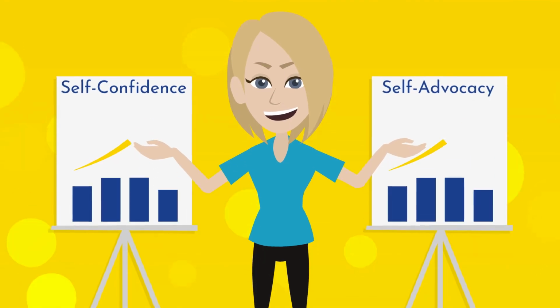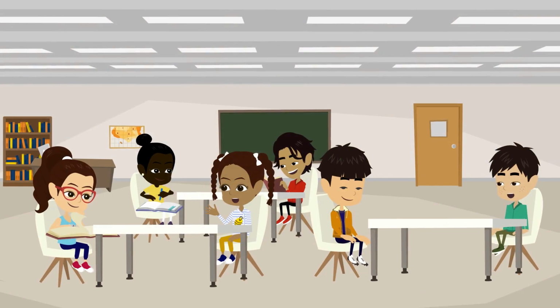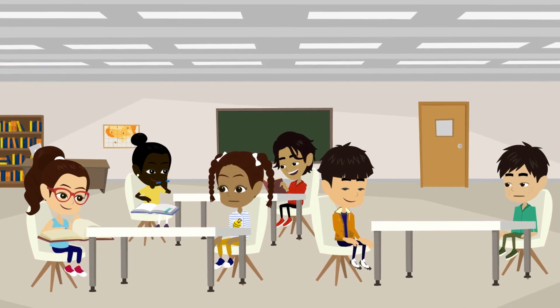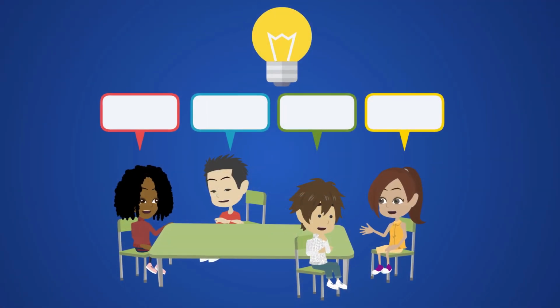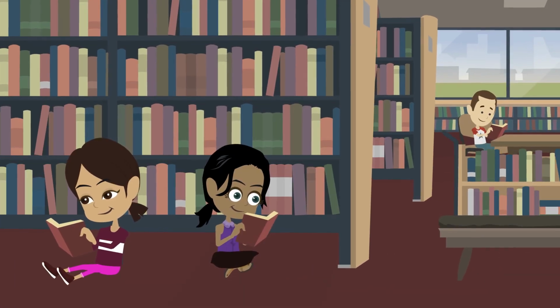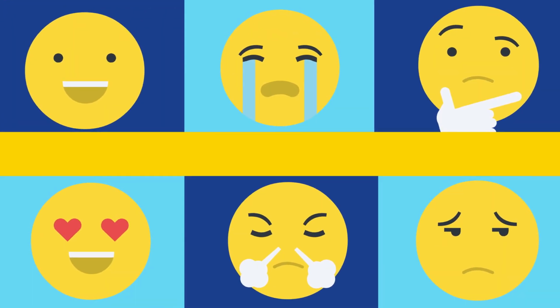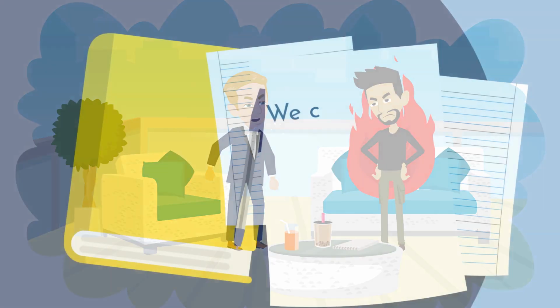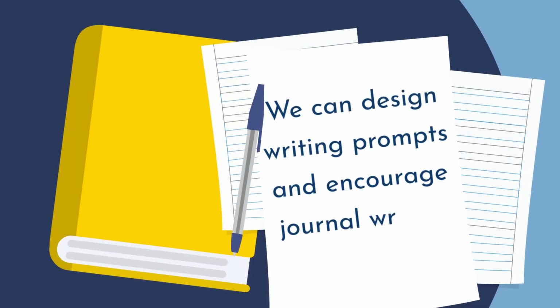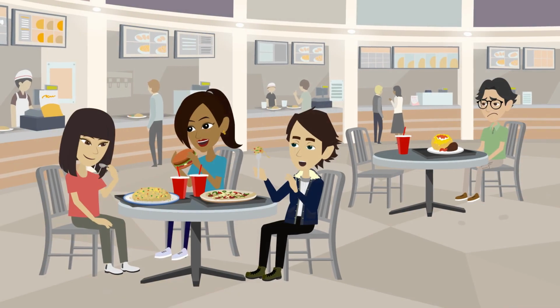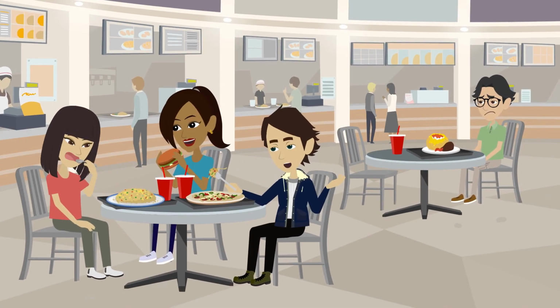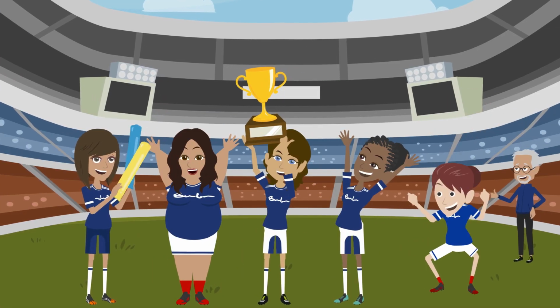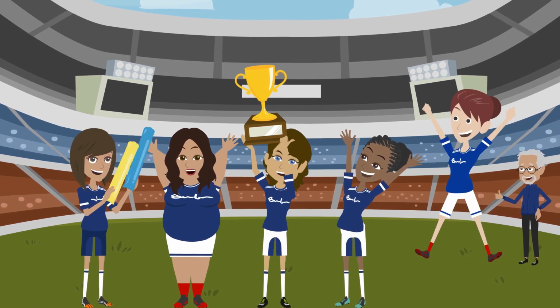We can support the growth of these skills during our academic teaching time through activities such as fostering group discussions based on literature and children's books that focus on how characters are feeling, what triggered those feelings, and how they reacted. We can design writing prompts and encourage journal writing on topics related to how students felt and reacted to certain social situations and experiences of their own.